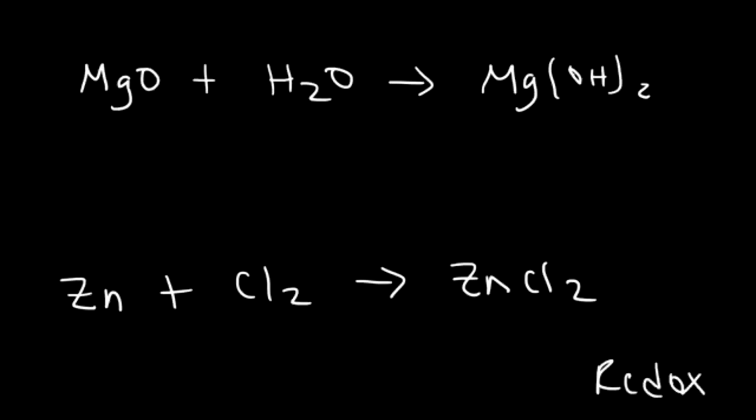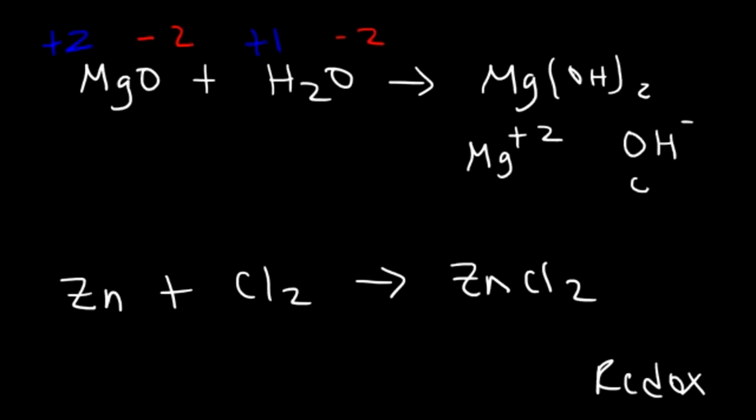And let's prove it. Let's start with the first example. Oxygen has a -2 charge. Magnesium, in magnesium oxide, has a +2 charge. Hydrogen has a +1 charge. Now, magnesium hydroxide is composed of Mg+2 and 2 hydroxide ions. But as you can see, magnesium still has an oxidation state of +2.